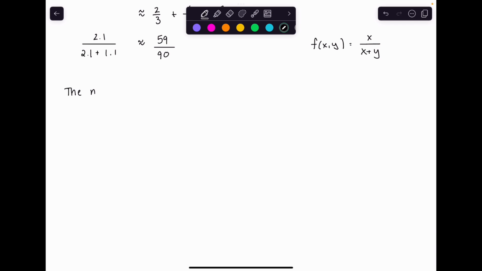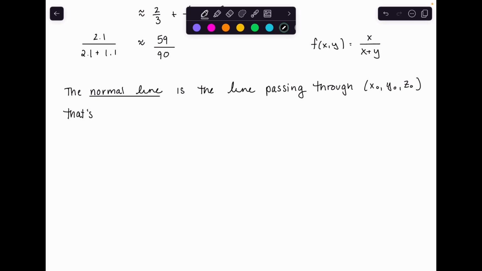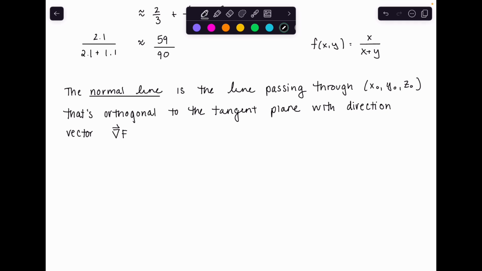So the normal line is the line passing through the point (x naught, y naught), and then whatever the z coordinate is, that's orthogonal to the tangent plane, with direction vector which is the gradient at that particular point. Okay.